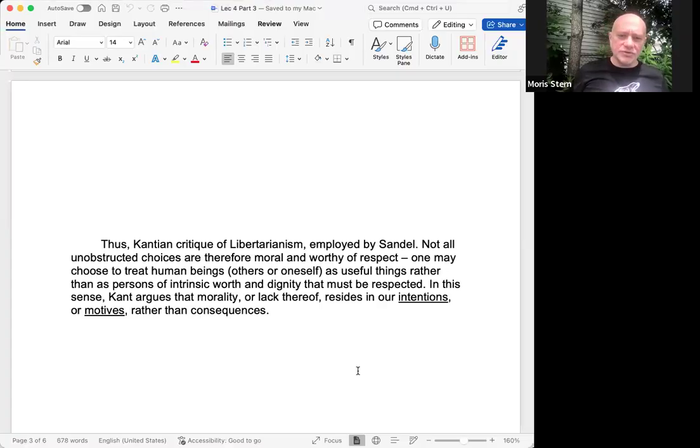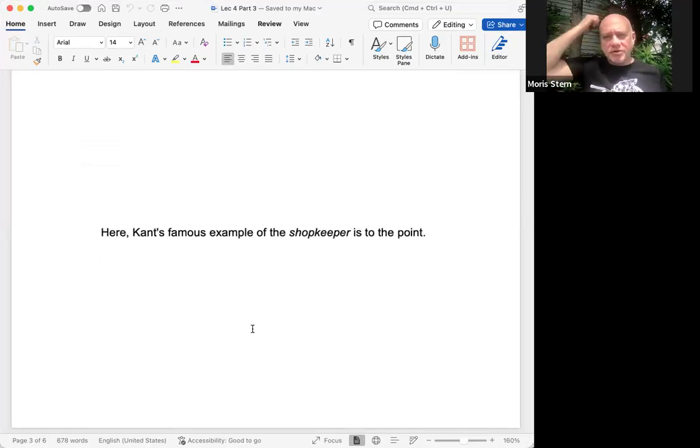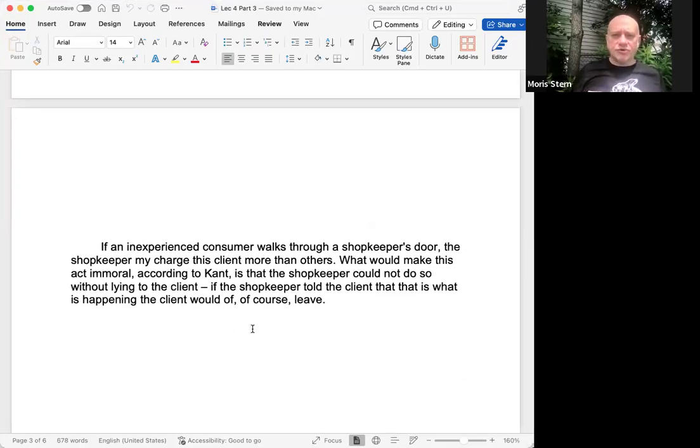In this sense, Kant argues that morality or lack thereof resides in our intentions or motives rather than consequences. Here, Kant's famous example of the shopkeeper is to the point that it is intentions rather than consequences that make an action moral or not. If an inexperienced consumer walks through a shopkeeper's door, the shopkeeper may charge this client more than others. What would make this act immoral, according to Kant, is that the shopkeeper could not do so without lying to the client. If the shopkeeper told the client that that is what is happening, the client would, of course, leave.